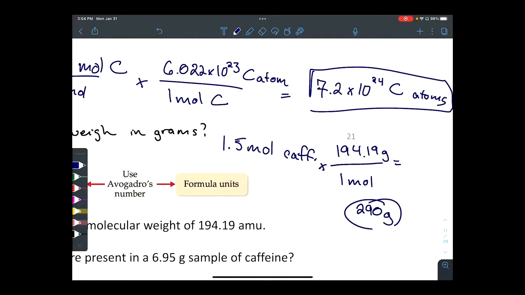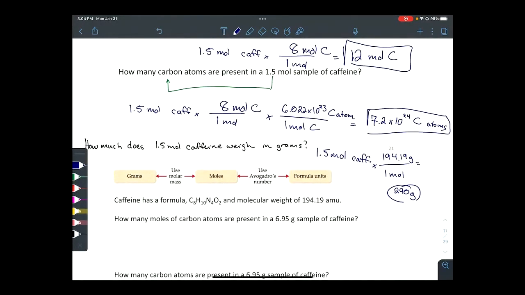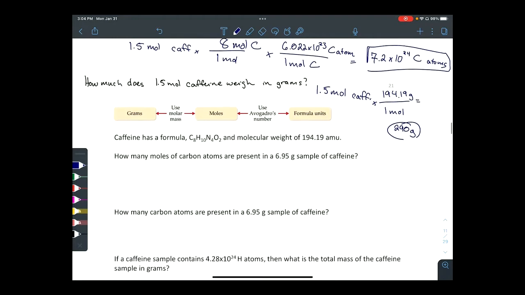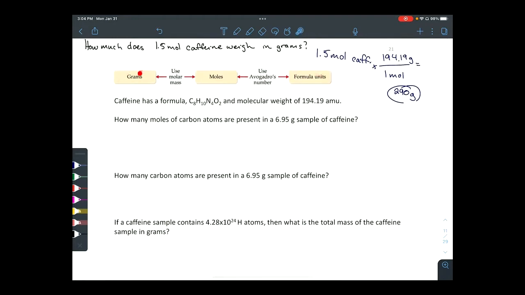All right, so there are different ways that we can navigate this process. So here are some other questions that build on that. Can you go between grams, moles, molecules, and atoms of a particular substance? These ones are a little bit more difficult; it's not as straightforward as converting grams to moles or something.